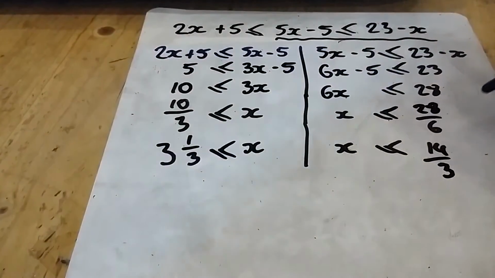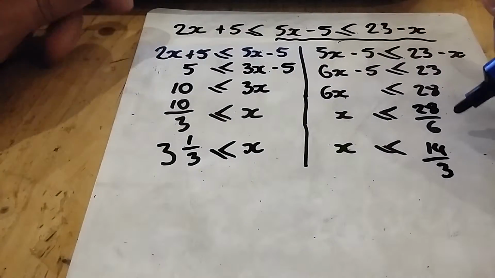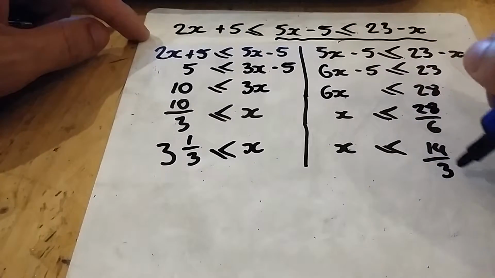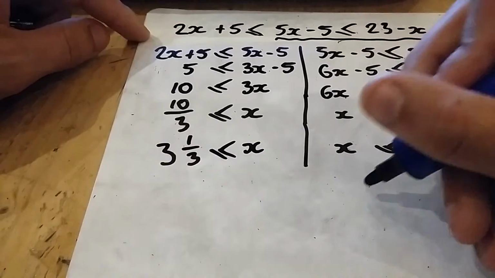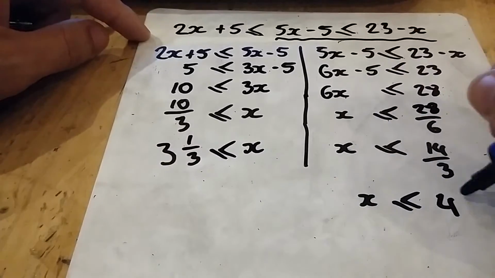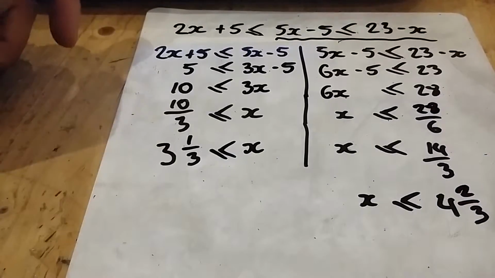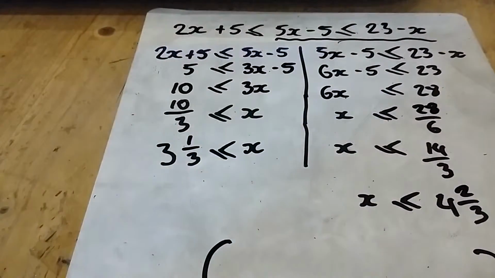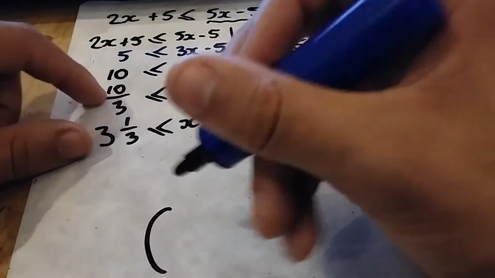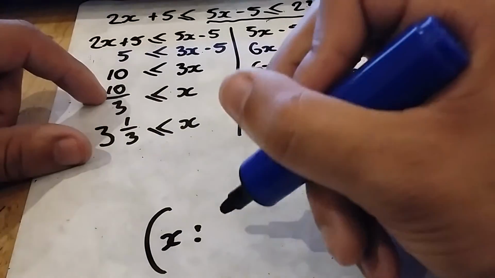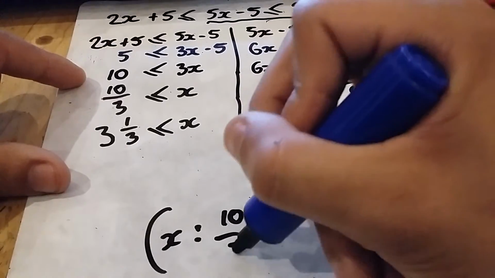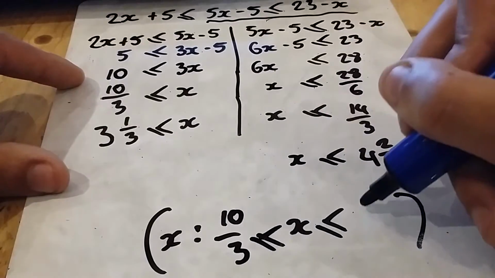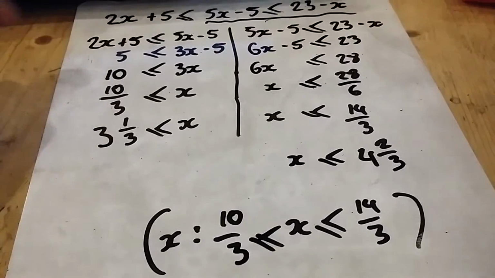Simplified that by dividing the numerator and denominator by 2. And if you're uncomfortable with top heavy fractions, you can turn that into a mixed number. So 3 into 14 goes 4 times, remainder 2/3. So what we've got here then is, set up my brackets to write my set notation. Just move this down a bit. There we go. So x as an inequality is greater than or equal to 10 over 3, but less than or equal to 14 over 3.